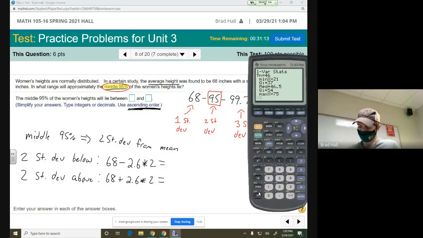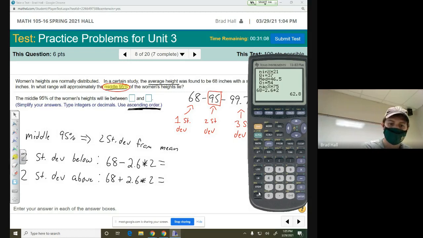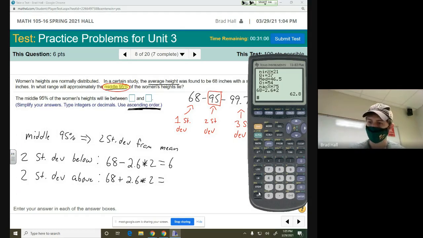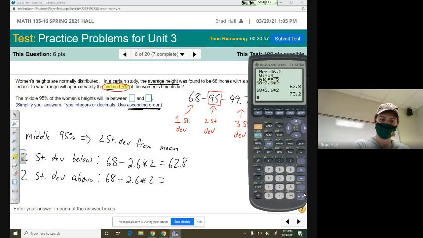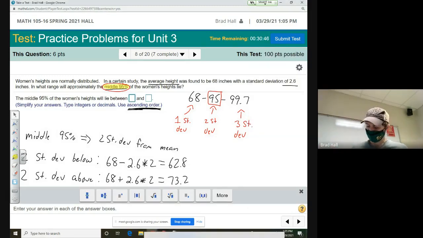So let's do 68 minus 2.6 times 2. 62.8. And equivalently, you can go ahead and find the value two standard deviations above. Seems to be 73.2. And these represent our two interval values for two standard deviations from the mean. 62.8 and 73.2. Again, ascending order.